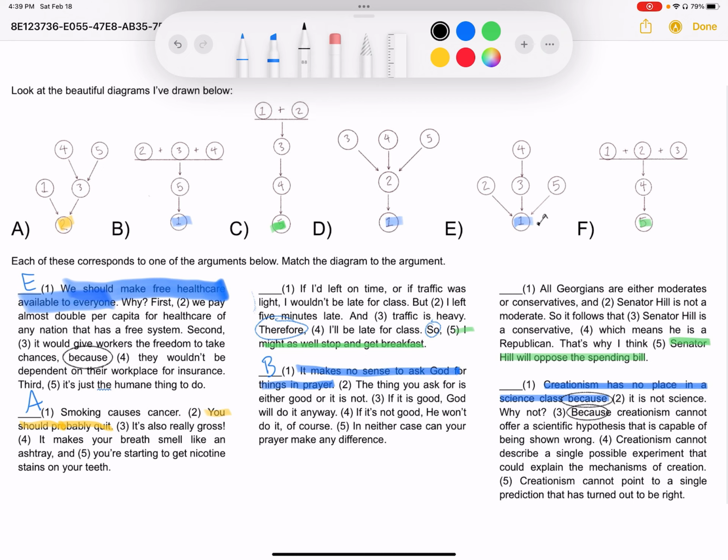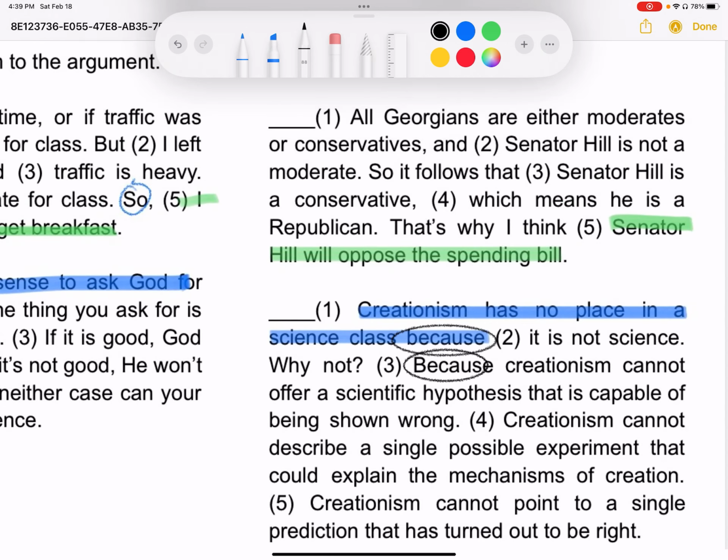need to have 1 being justified by 2, but also I need to have 2 being justified by 3, or at least by 3 and other stuff, right? So I need to be looking, let's make this a little bit more available. I need to be looking for a pattern like this, right?